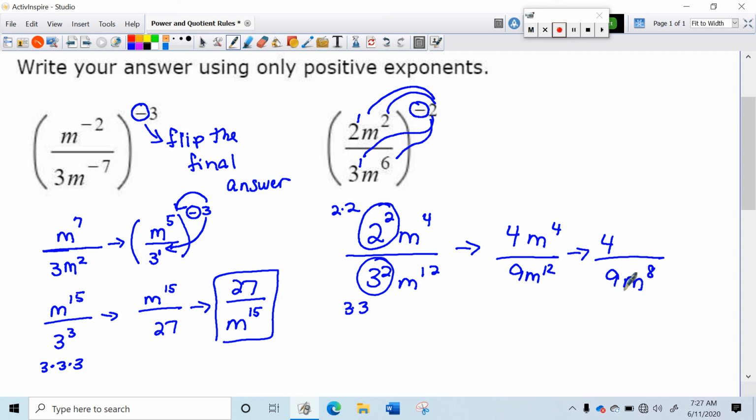Now that would be our final answer, except for the fact that we had a negative exponent. Negative exponent means flip your answer. So 9m to the 8 over 4 is going to be the answer. If you have a negative exponent outside of parentheses in the original problem, you must flip your final answer.